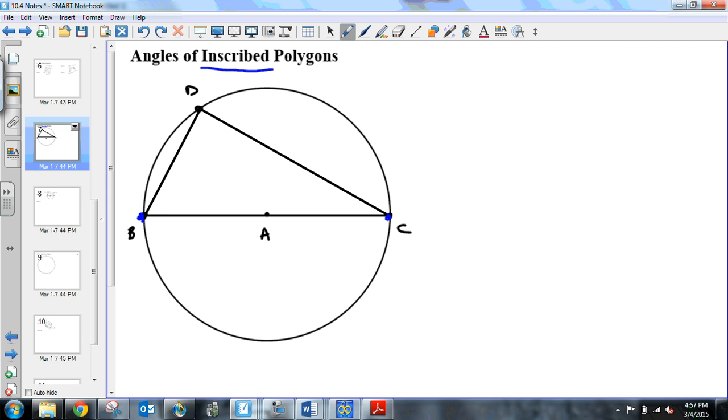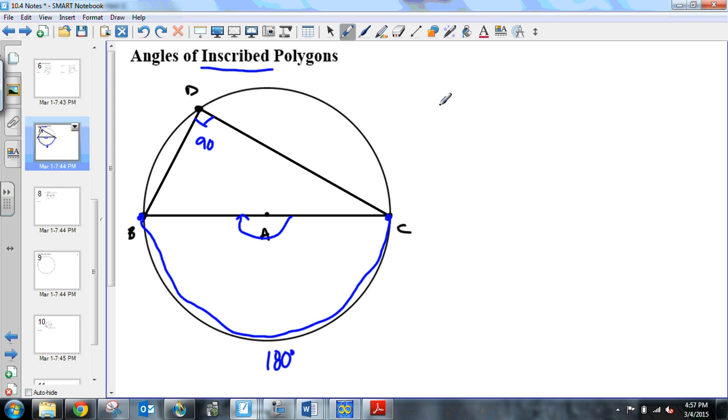Now, one thing I want you to notice about this situation is that the measure of this arc of the semicircle is 180 degrees. What we know about the inscribed angle is that it is half of that, which is going to be 90 degrees. So we know that this is a right angle.